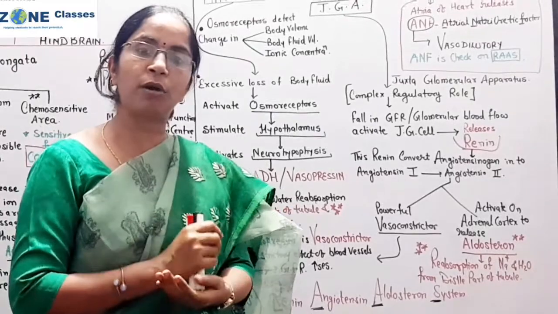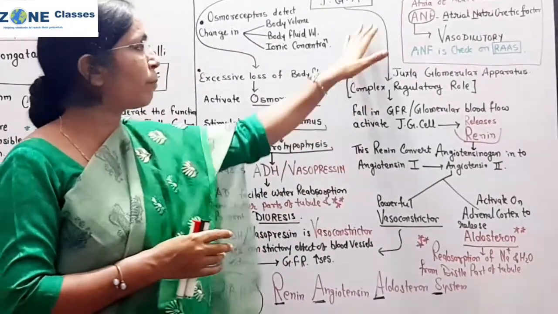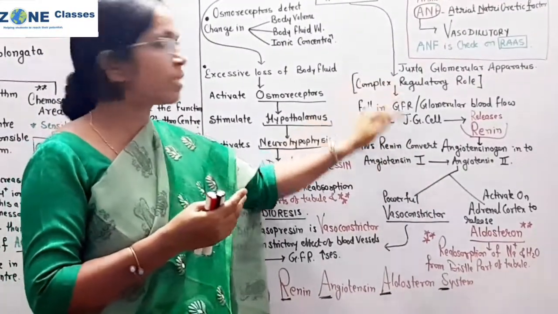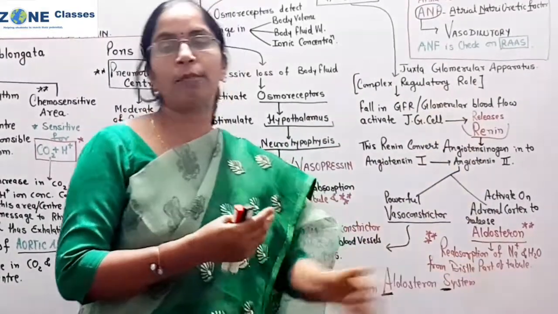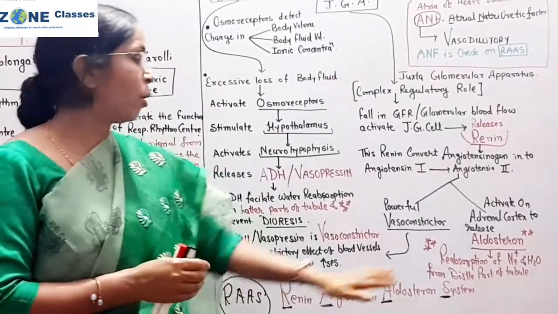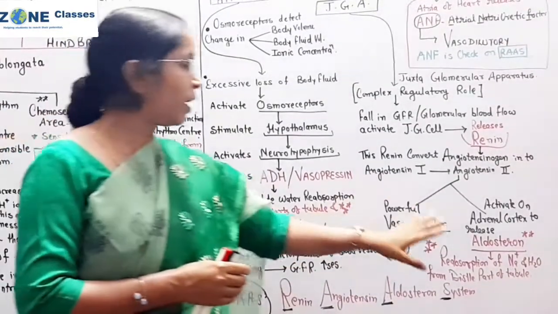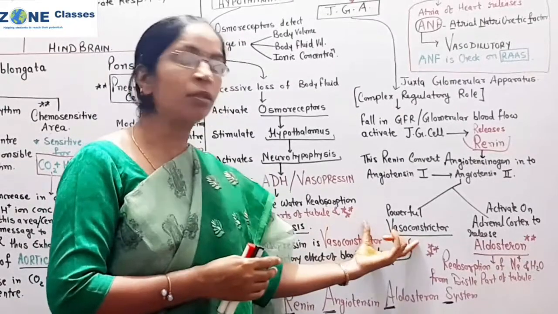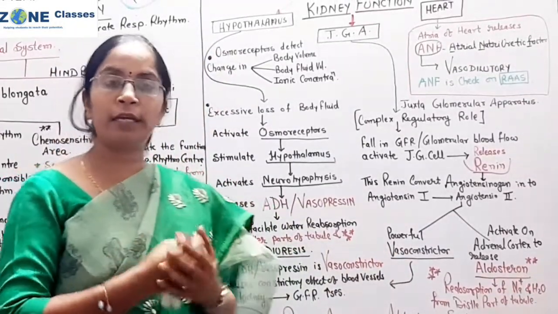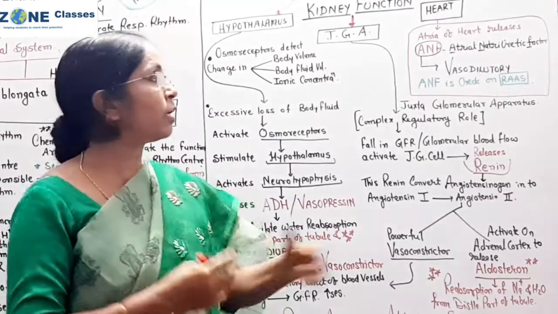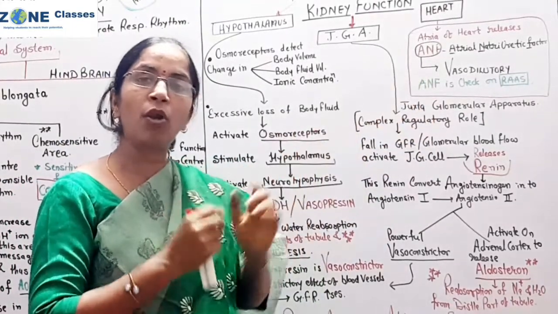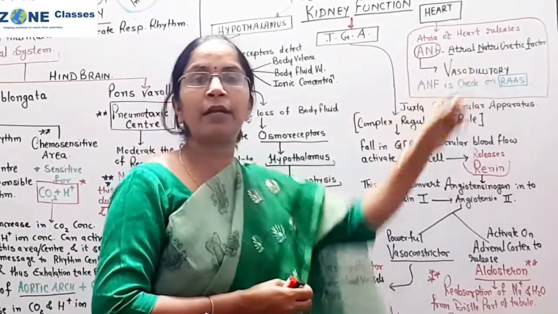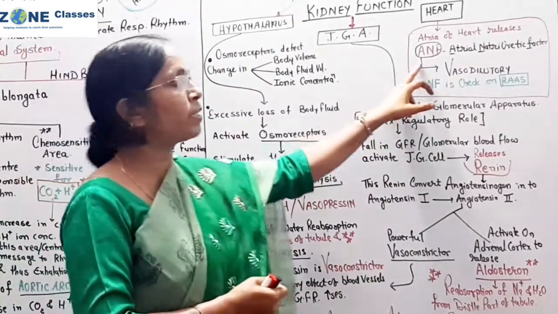Slowly the body fluid volume comes to its normal position, and as the GFR or GFP increases, the JG cells stop releasing renin and automatically the process stops. So this part you remember. Now what is happening? The vasopressin as well as angiotensin 2 are both vasoconstrictors. Because of the functioning of both, the vessels start to constrict and suddenly the blood pressure increases. When this sudden increase in blood pressure is detected by the wall of the atria, the wall of the atria of the heart starts to release the atrial natriuretic factor, called ANF.